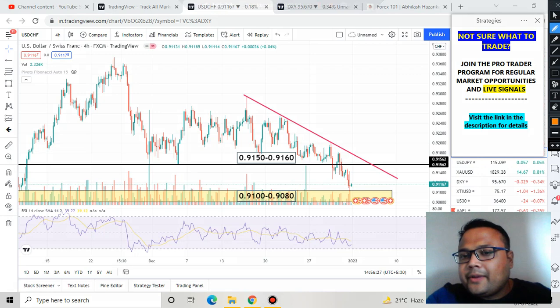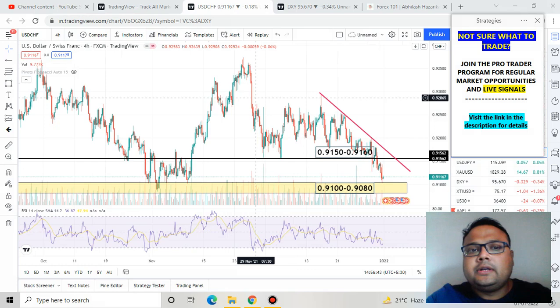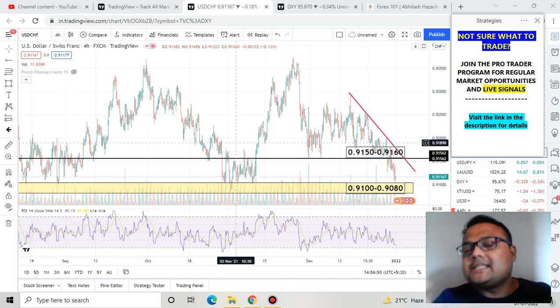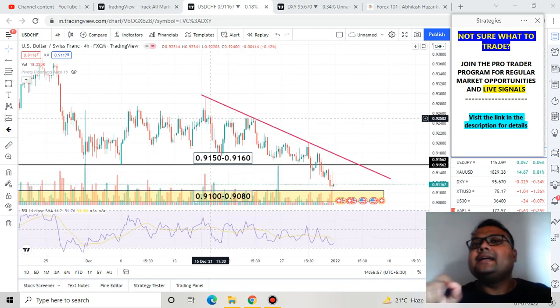The last traded price of USD CHF is 0.9116 and we have a support at 0.9100 to 0.9080. This is a support zone on the USD CHF chart. If I zoom out, then you can see that this level has been acting as a strong support for the market whenever USD CHF has tested this level. And as per our expectation, this level is still acting as a valid support and provided the support to the market.